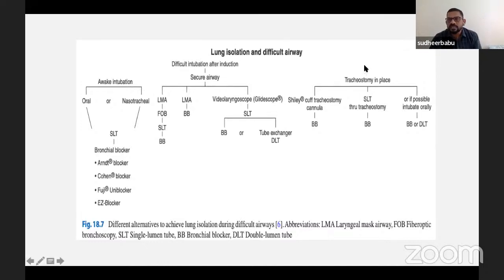Okay. Suppose in case of tracheostomy, it's not that tracheostomy always means you have to put the bronchial blocker. Sometimes we can intubate with the single lumen tube through the stoma, and through that we can put the bronchial blocker. Otherwise, you can remove the tracheostomy tube and intubate orally. Okay. If the area is okay, intubate orally, and through that you can put your bronchial blocker.